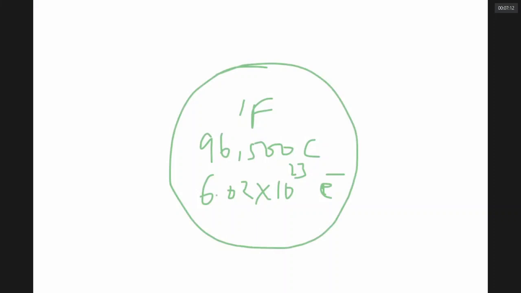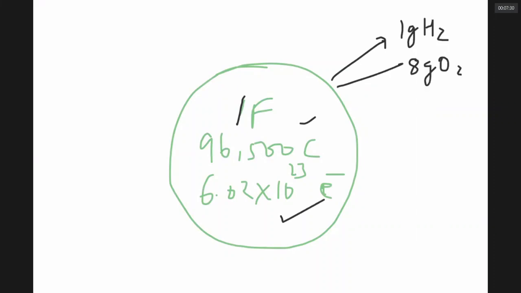Whenever I am passing current that is equivalent to 1 Faraday, or equal to 96,500 coulombs approximately, or equal to Avogadro number of electrons, I always get 1 gram of hydrogen, that is its equivalent weight. Or I get 8 grams of oxygen, that is its equivalent weight. Or I get 35.5 grams of chlorine. You know that, sir?